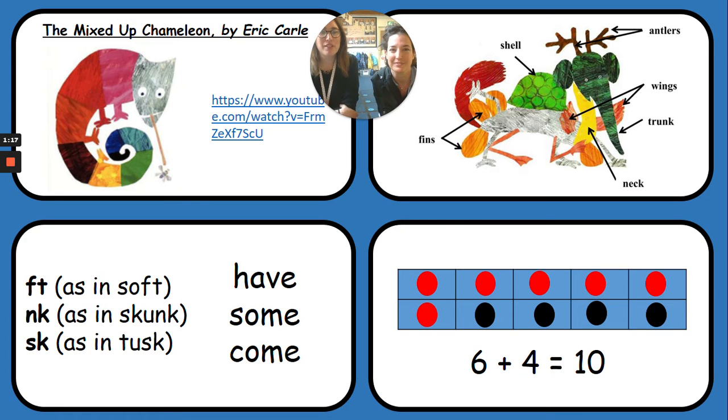And then we've also got some sounds that we are looking at. We are looking at blends of consonants that are at the beginning and ends of words usually. So you'll see ft, nk and sk. So if you could have a practice of those as well, that would be great.